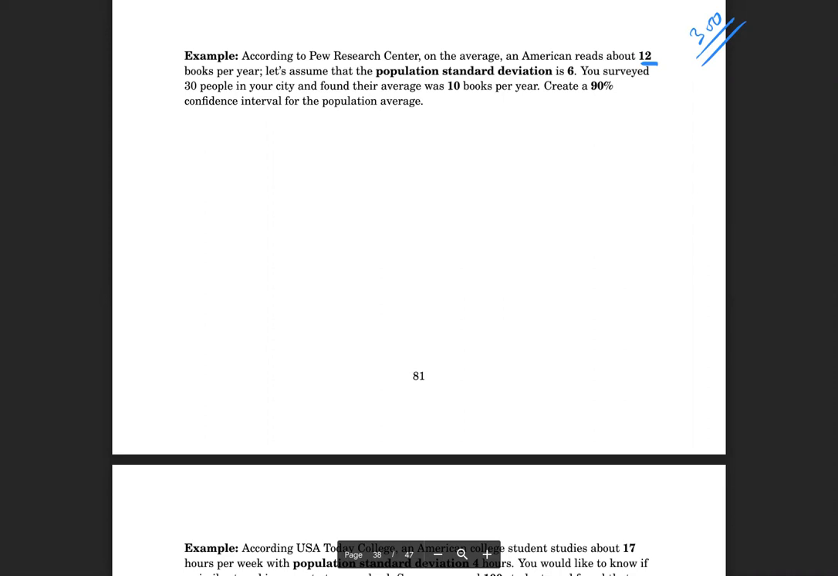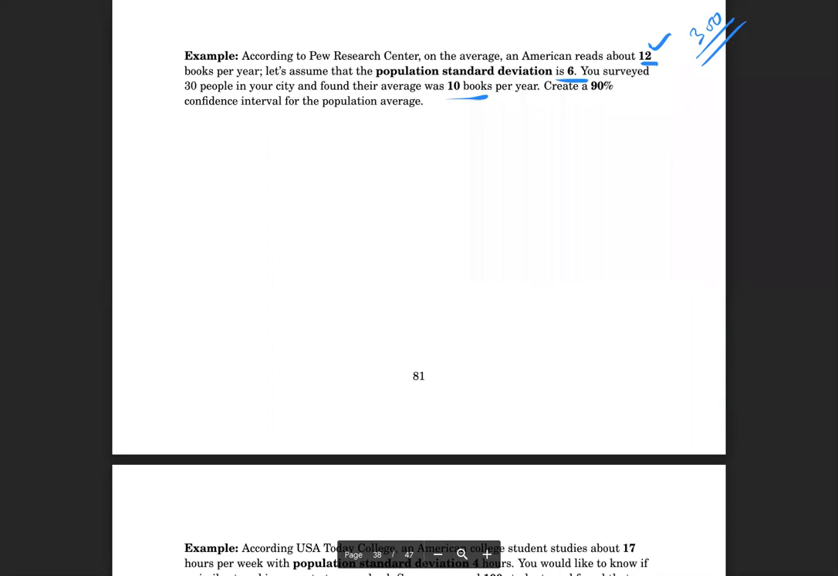According to Pew Research Center, on average, an American reads about 12 books per year. Let's assume that the population standard deviation is 6. Okay, I made up that 6, by the way. The 12 I got from the internet, but this 6, they didn't give it to me. I made it up, and the survey also is made up. You surveyed 30 people in your city and found that their average was 10 books per year. Construct a 90% confidence interval for the population average.